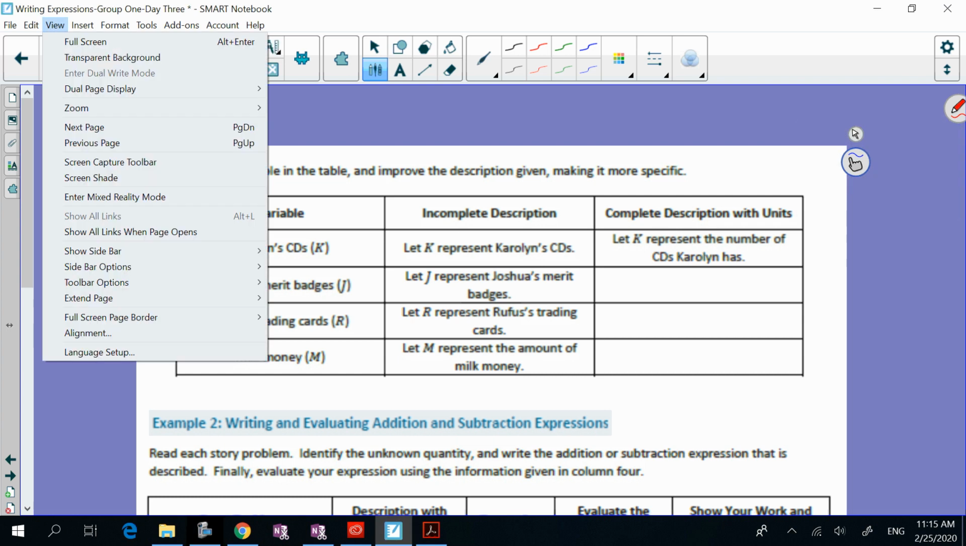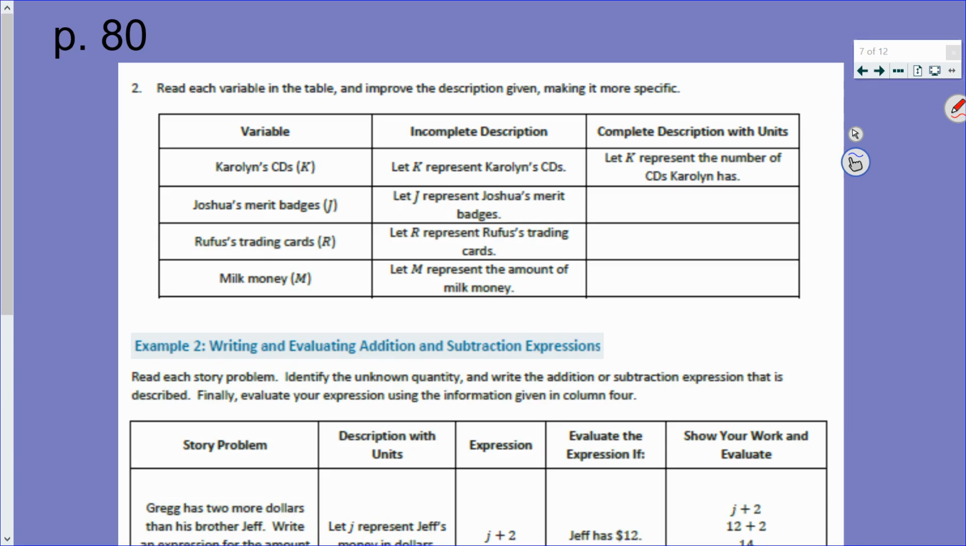Let's look at these 3. First one, Joshua's merit badges. Instead of just the merit badges, what should we talk about? Number. So we say J equals number of Joshua's badges. Joshua's merit. Sorry guys, my board is not being good today.